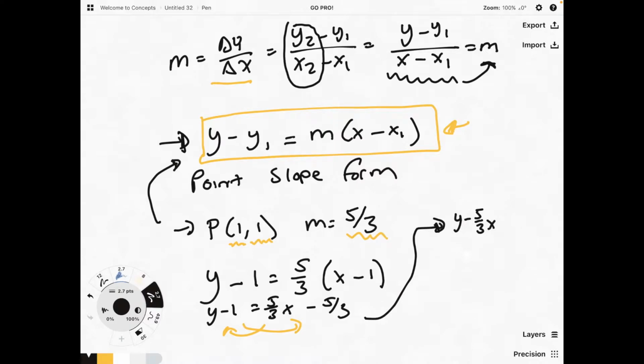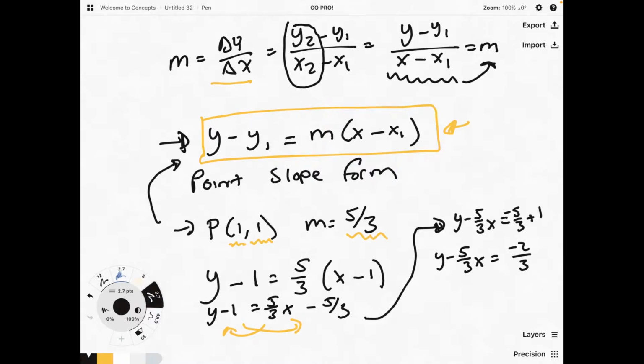All we did was subtract this 5/3 x from the right side and move it to the left side. And we're going to bring this 1 over to the right side. So this is equal to negative 5 over 3 plus 1. When we simplify, we're left with y minus 5 over 3x equals negative 2 over 3.